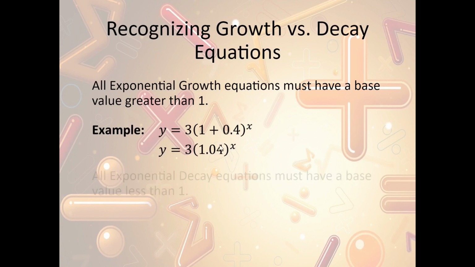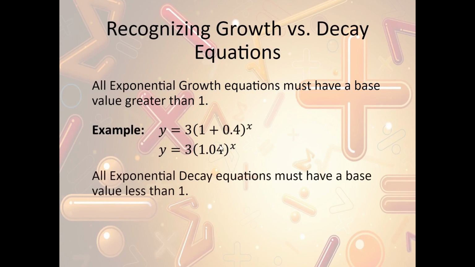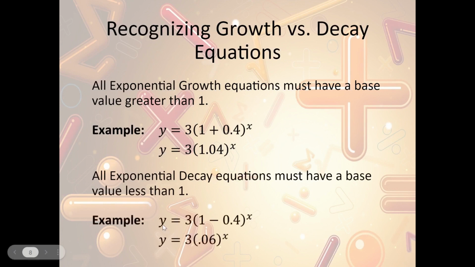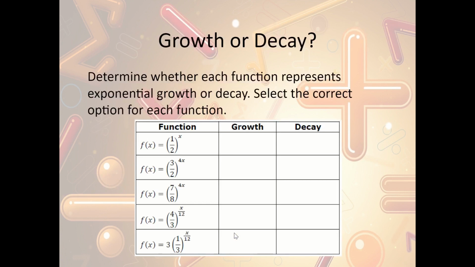So that's growth. Decay always is less than 1 inside the parentheses. So we have something like this. y equals 1 minus 0.4 to the x. Or they might have already done it for us and had y equals 3 times 0.06 to the x, which both of these we can tell, when we simplify them, are going to be less than 1. So that's decay.